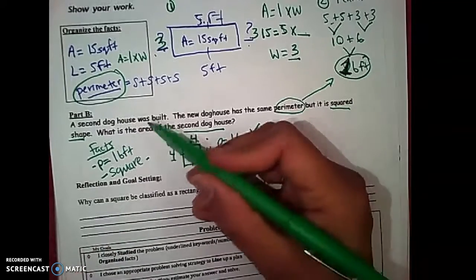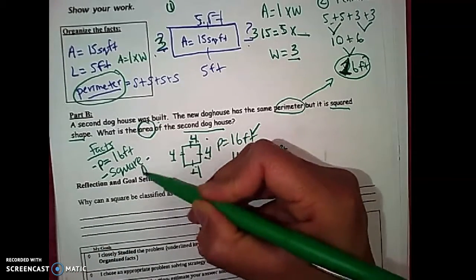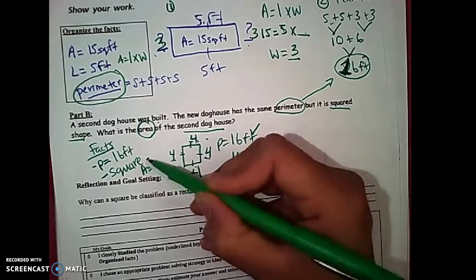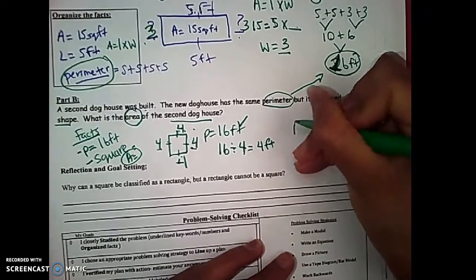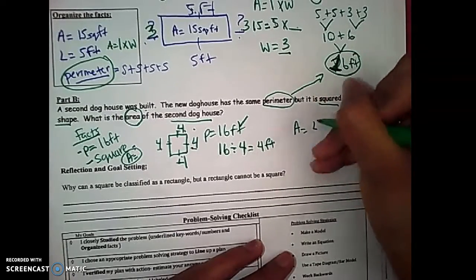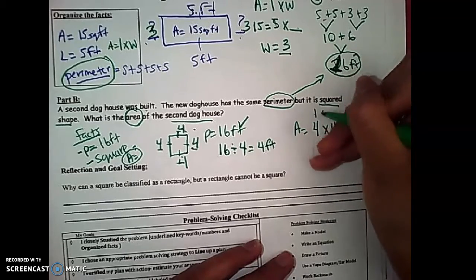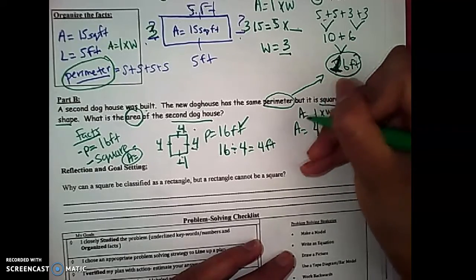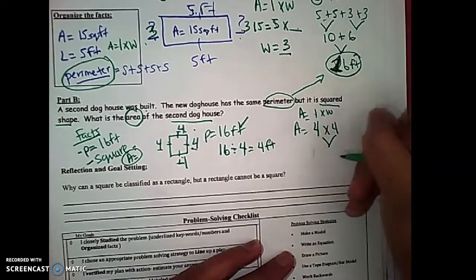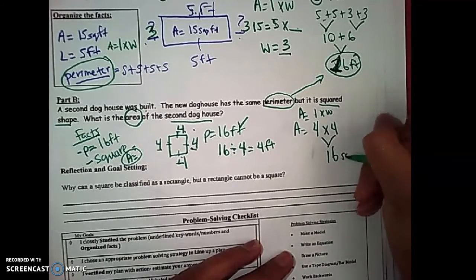But now we're finding the area. That's what our problem is asking us for, the area. So to find the area, I'm going to take one side 4, and I'm going to take another side 4, the length and the width. So 4 times 4 would give us 16 square feet.